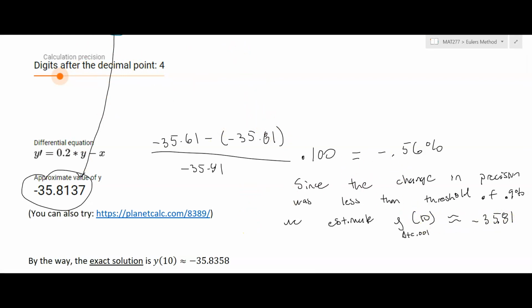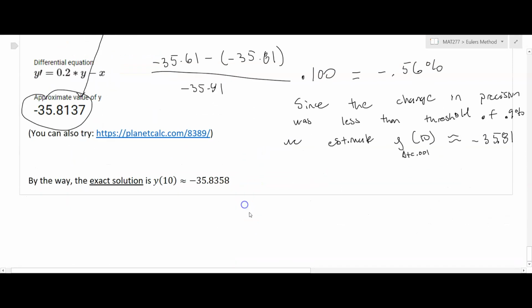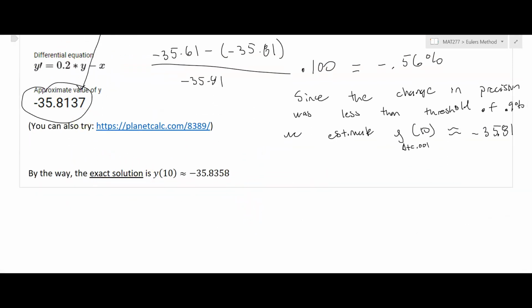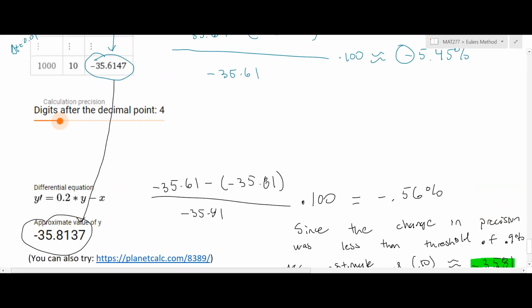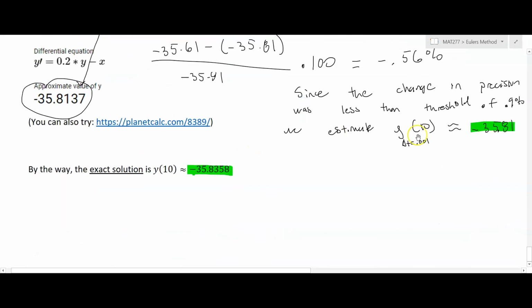Now, it turns out that we can solve this differential equation using a method that we'll later establish. And by the way, the exact solution to this differential equation is negative 35.8358. So check out our approximation here. We're very, very close. So this relative error analysis, by decreasing the step size and comparing adjacent estimates, seems to be a pretty good way, at least for this function, for me to hone in on what that exact solution is.